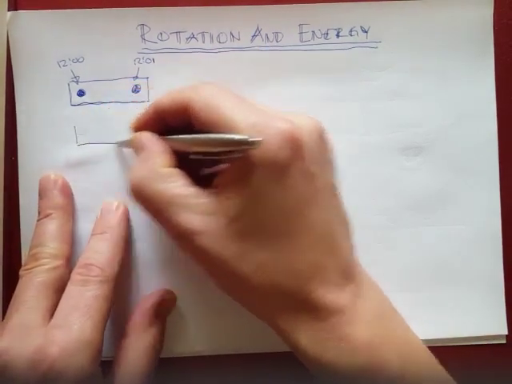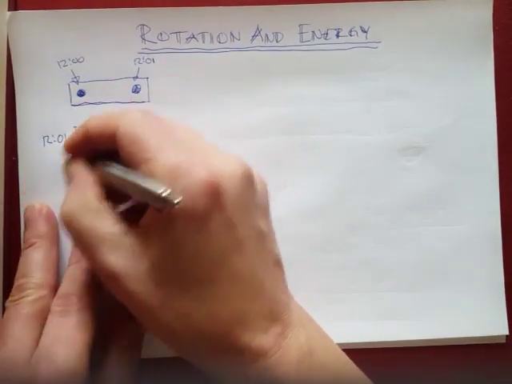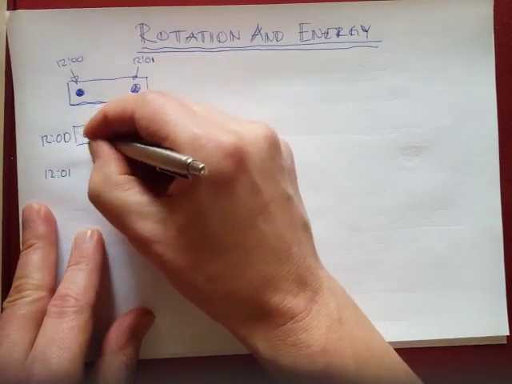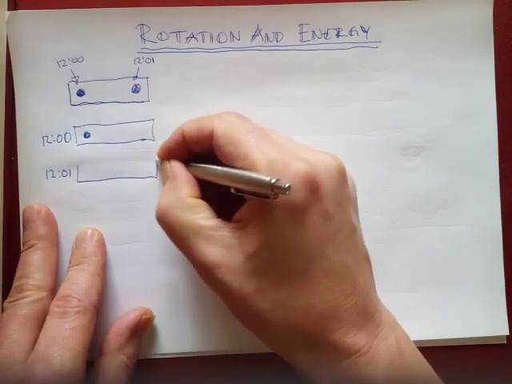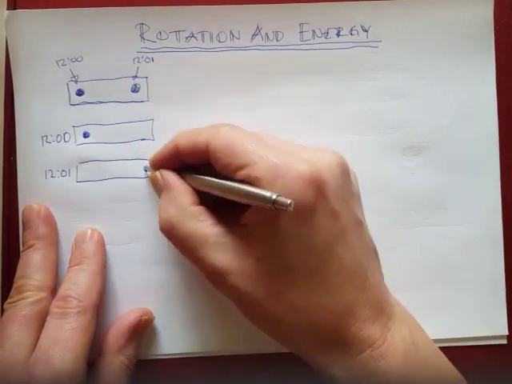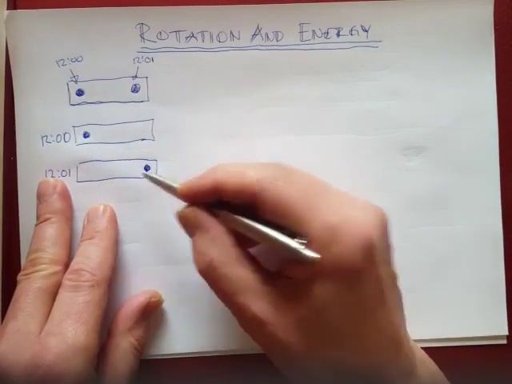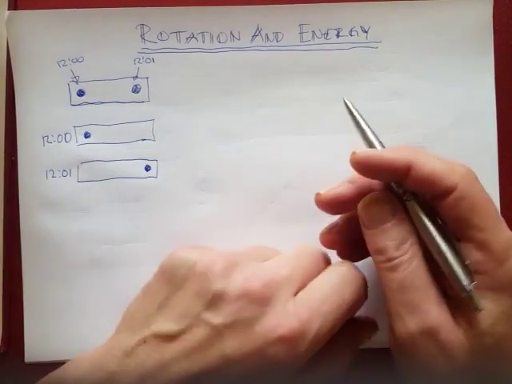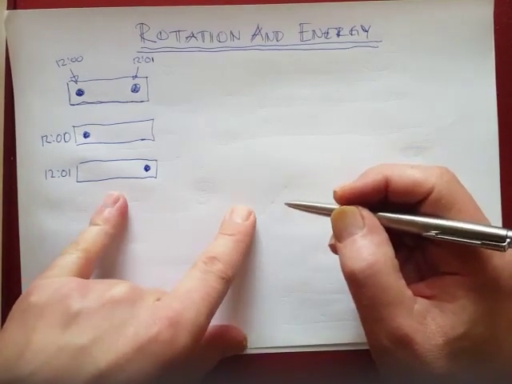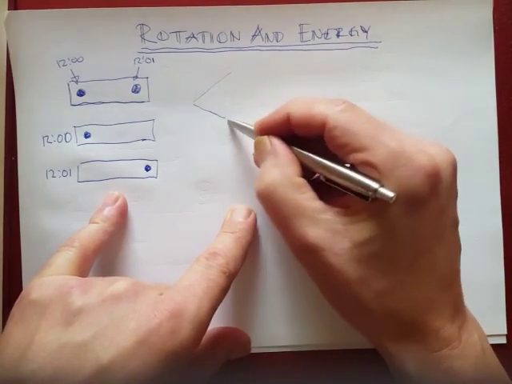So we have a situation that looks like this. At 12:00 and 12:01, the ball is here, and then the ball is here. And we asked ourselves, how did the ball go from here to there? And in our journey to try to explain this, we first said that there is a field.